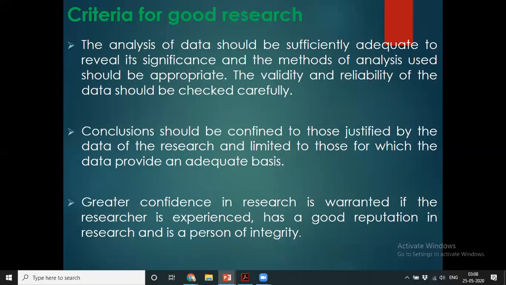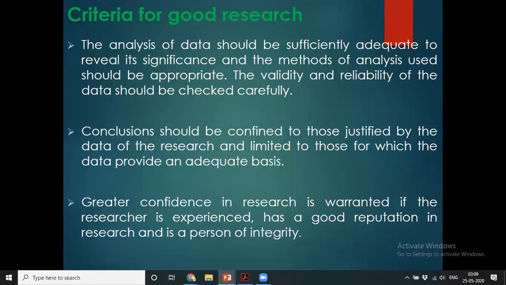Then the analysis of the data should be adequate to reveal its significance, and the method of analysis used should be appropriate. The validity and reliability of the data should be checked carefully. People who do experimental work must do the experiment two, three, four times, because if you do the experiment only one time and show that result to the scientific community, sometimes you do not get the appropriate result.